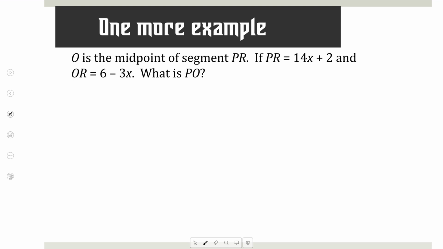If the midpoint is always subtracting, isn't the midpoint exactly in the middle?